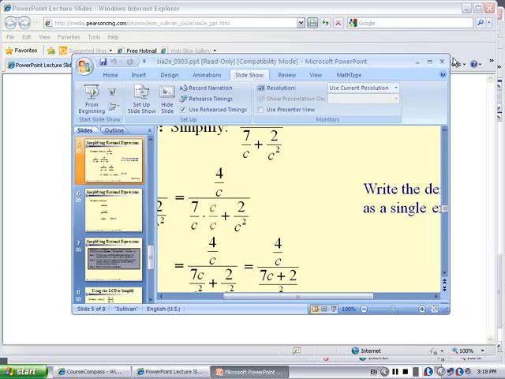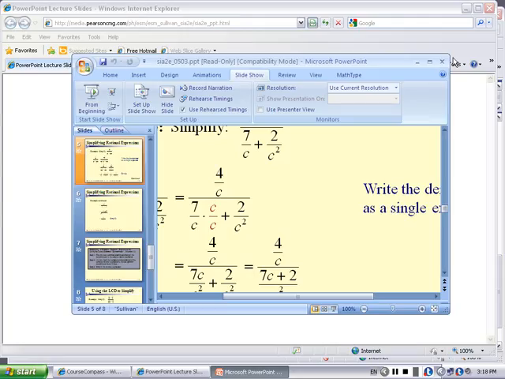Do they have the same denominator? What is the common denominator? C squared. So you need to multiply c here, and you need to multiply c there. Am I correct? So you multiply c over c. Are you with me? All right. So 4 over c divided by, now they both have c squared as the common denominator, so the denominator will become c squared. How about the numerator? 7c plus 2. You got it.